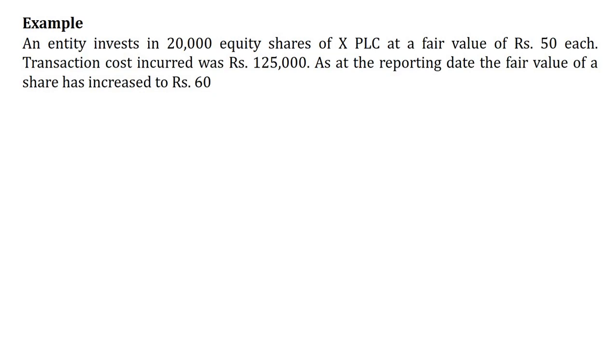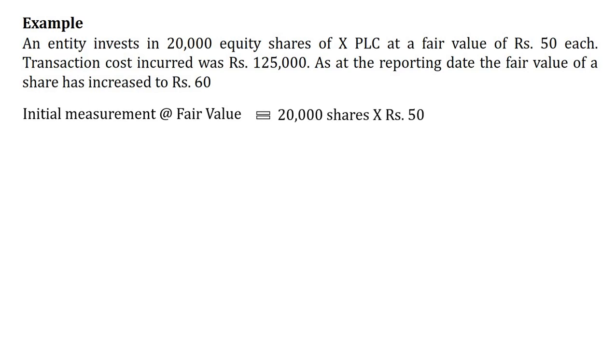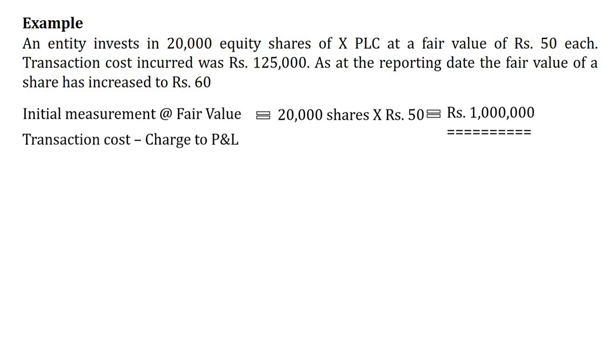Now you know initial measurement has to be at the fair value. How much is the initial measurement? You have 20,000 shares multiplied by 50 rupees. The initial fair value will be 1 million. So you pay cash 1 million, and you debit that to the fair value through P&L financial asset. So transaction cost is how much? Transaction cost is 125,000. What should you do for this transaction cost? You should charge that transaction cost of 125,000 to the P&L.